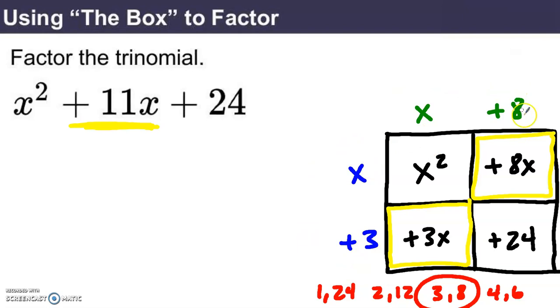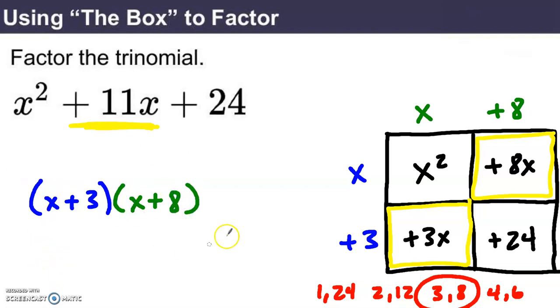This and this multiplied together will be the factorization I need. I'm looking for x plus 3 times x plus 8. That's it. If I want to check that, I can multiply those together, and the great thing about using the box to factor is the work you would do to multiply them together is already there. It works.